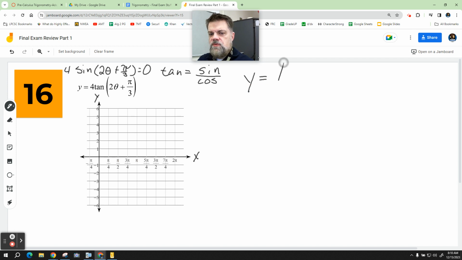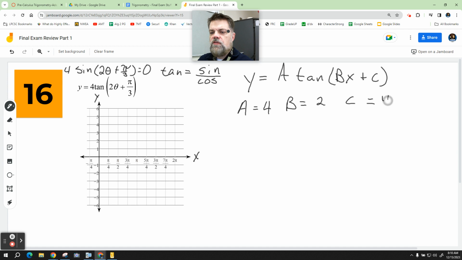But remember, this is written in the form a tangent of Bx plus c. Oh, wait, let me put the general form. And I am looking for, on the final exam, for you to tell me what a, b, and c are. So a would be 4, b would be 2, and then c would be pi over 3.